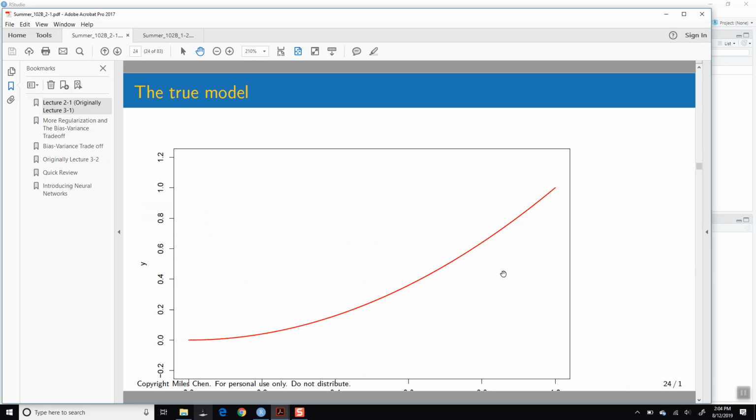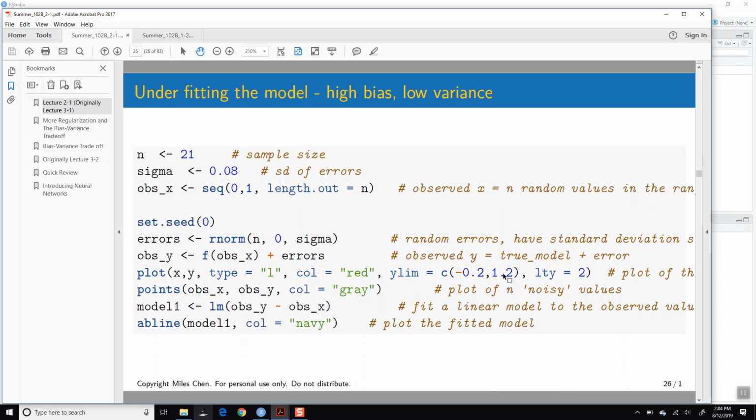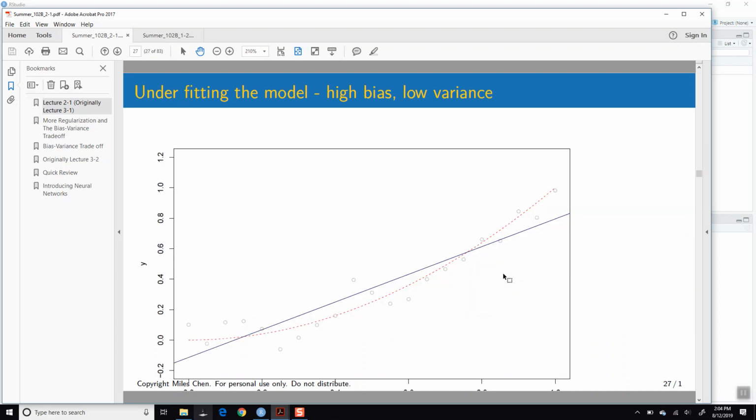What I'm going to do is generate some data points. Here is the true model, and I just generated some random data points in purple around the true model. I took the true model and added some random noise to the red line. By adding the random noise, we get these purple dots, and then I fit a straight line to those purple dots.